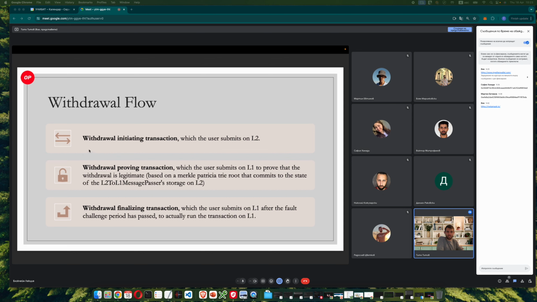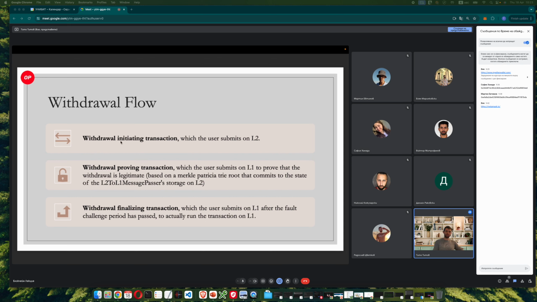So what this means is that withdrawing is kind of a multiple step process. First, you have to send withdraw initiate transaction on layer 2. Then you have to send a withdraw proving transaction on layer 1. Then wait for the challenge period, which is usually 7 days. And after 7 days, you can submit a withdraw finalizing transaction.